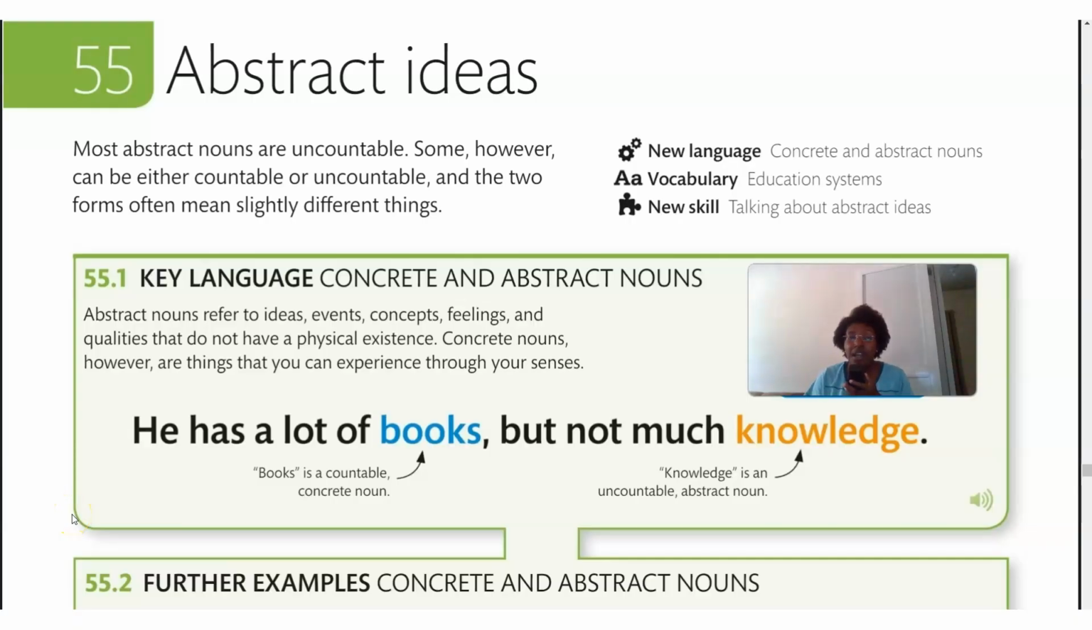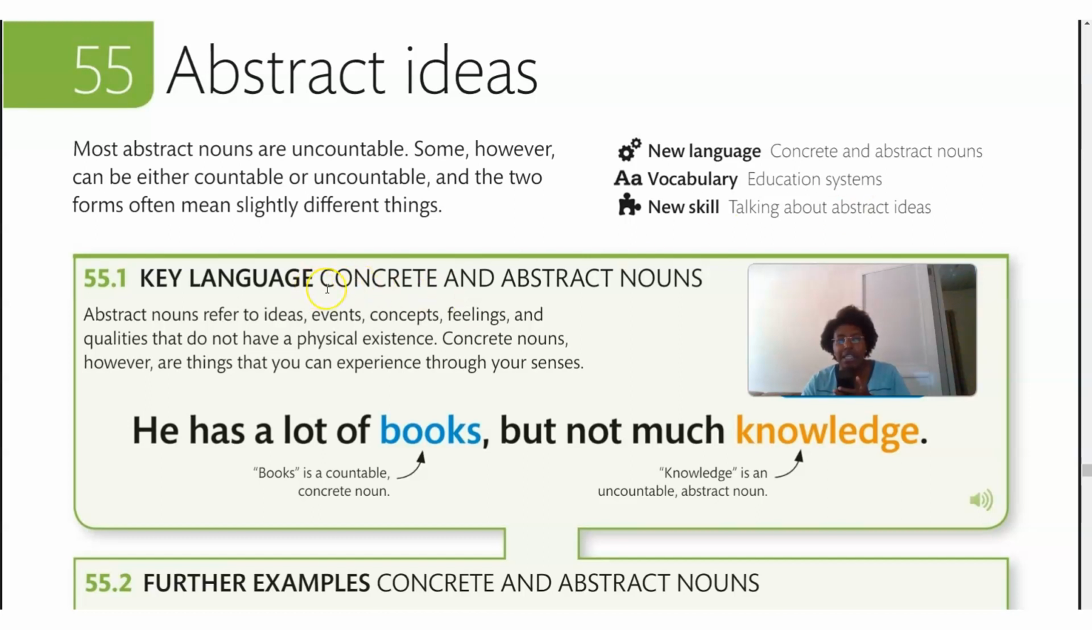Okay, Unit 55, Abstract Ideas. So let's get right into it. Let's read our first opening paragraph. Most abstract nouns are uncountable. Some, however, can be either countable or uncountable, and the two forms often mean slightly different things. So that's our new language today, concrete and abstract nouns. Our vocabulary will be based on education systems, and our new skill is talking about abstract ideas.